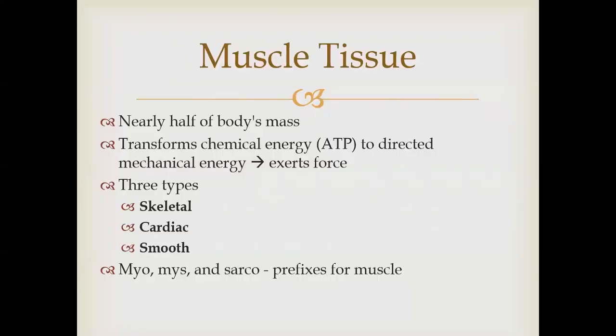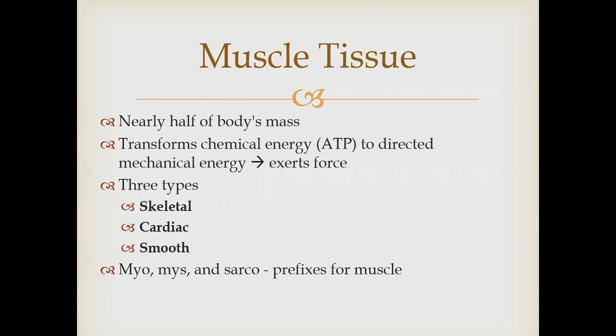So muscles make up about half of the body's mass. They provide ATP for the body and various processes by transforming chemical energy into a type of mechanical energy that allows the muscles to exert force for movement. So our first question asks, what are the 3 types of muscle tissues? The 3 types are skeletal, cardiac, and smooth, each of which we will look at in more detail as we proceed throughout this presentation.